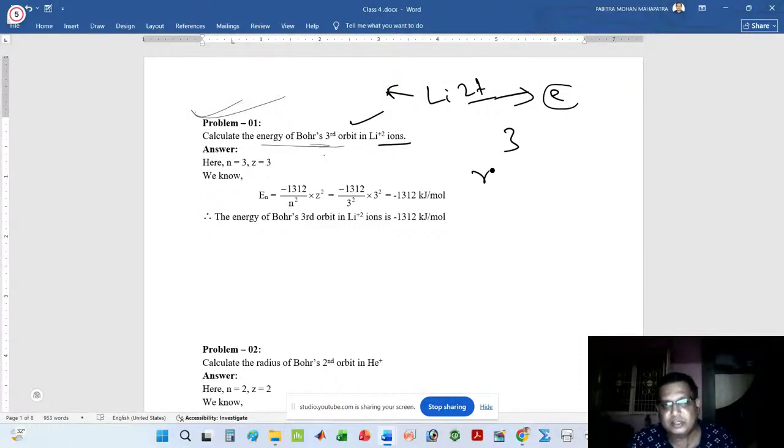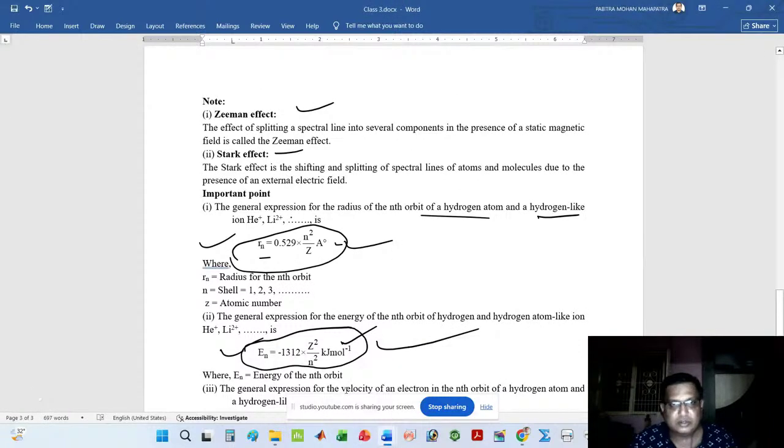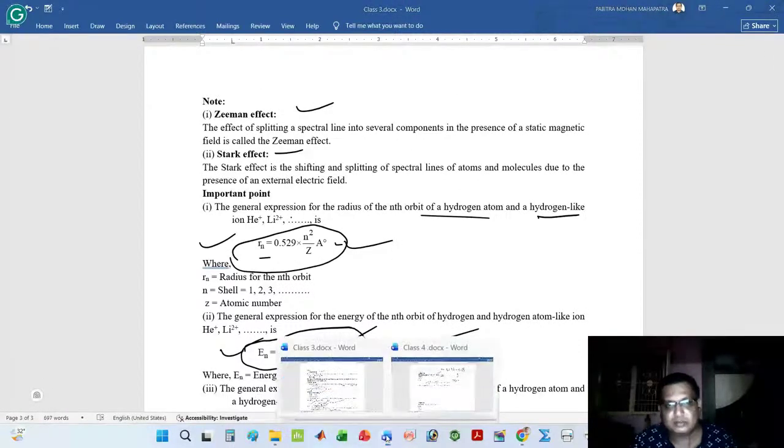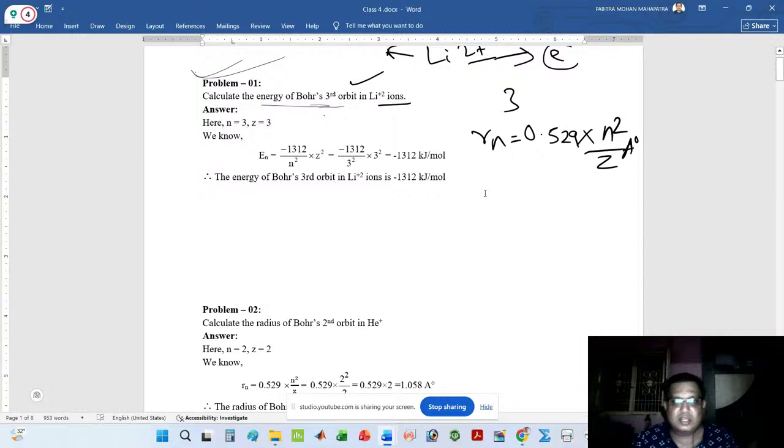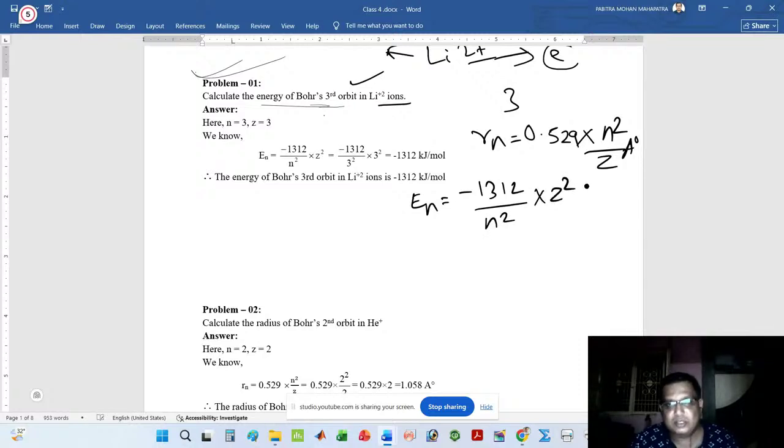Already I discussed that Rn is equal to 0.529 into n square by z angstrom. This is the unit. Next, En is equal to how much? Minus 1312 into z square by n square, in kilojoule per mole.